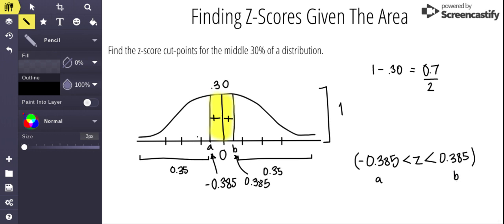And if you want, you don't really have to find the B value again. You can just take the opposite of whatever that first value A is. So if you found the B value first and you got 0.385, then the other one would be negative 0.385, because remember, it's the same distance away from that mean. So really, these are the ranges for that middle 30% of a distribution. And don't get intimidated by the problem. It's actually really easy once you figure it out.